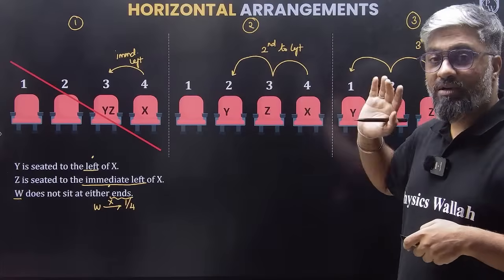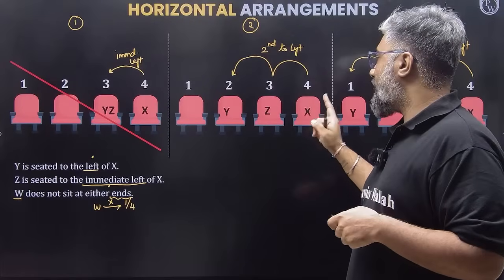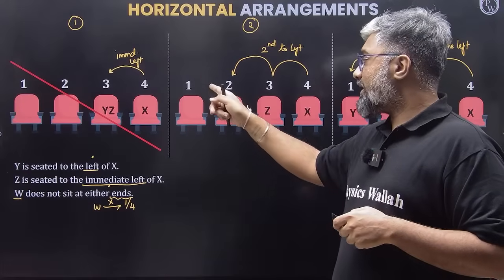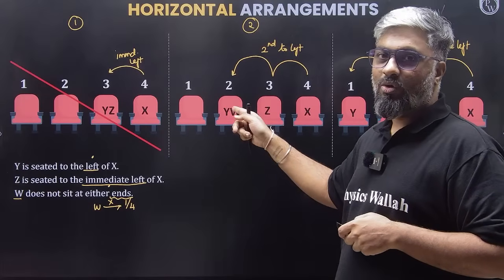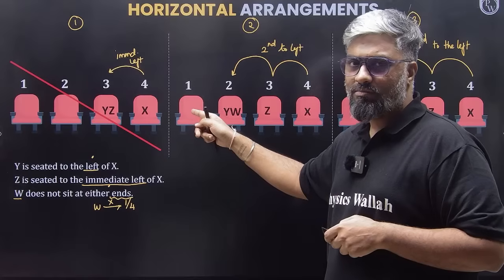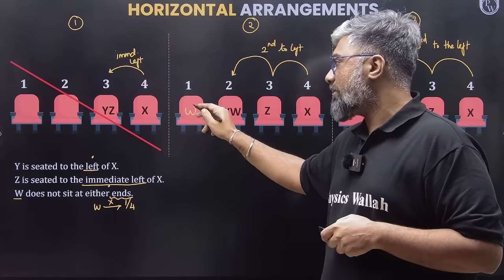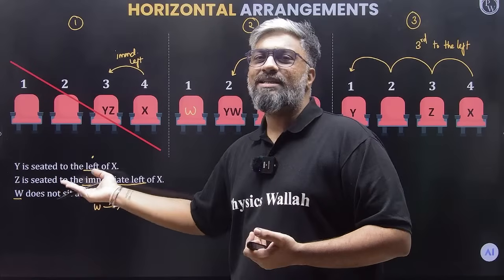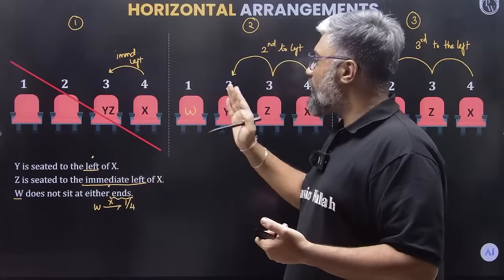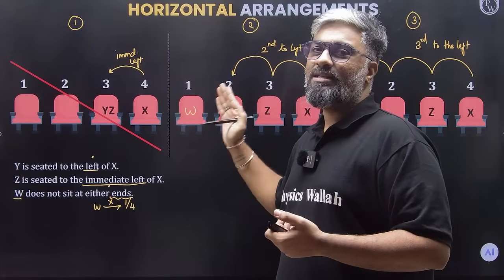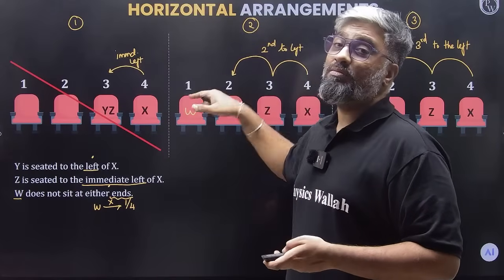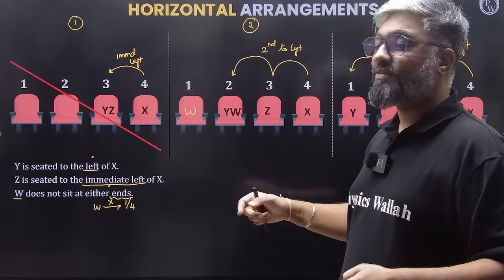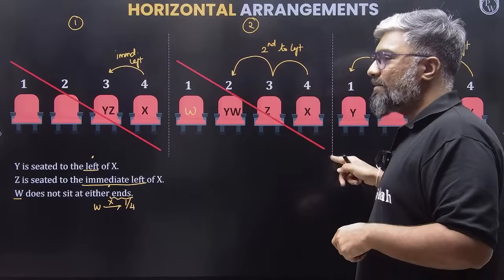If case 2 prevails, I've already placed X, Y and Z. There's one person left who's W. If I place W here, will it work? No. Can W be seated here? No, because if W sits here, what would happen? This is completely against the given constraint, correct? W cannot be on the extreme ends. W cannot be seated at seat number 1 or 4. But here, forcibly, we'll have to make W sit at seat number 1, which means our interpretation of that is wrong. And this case gets eliminated. Works?